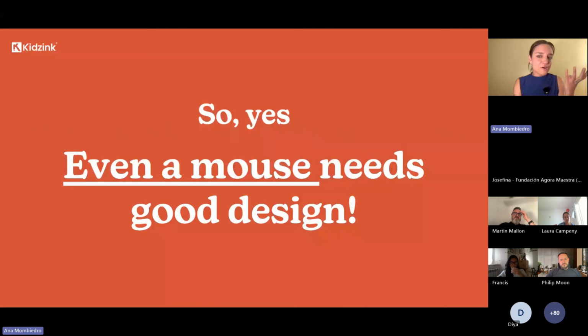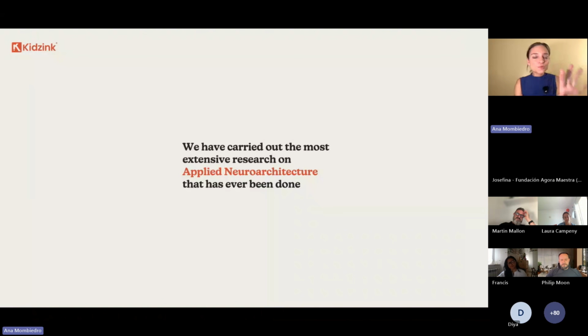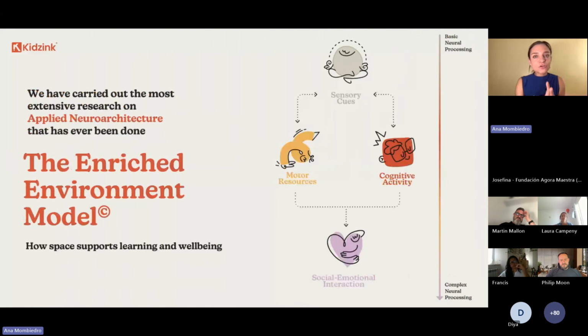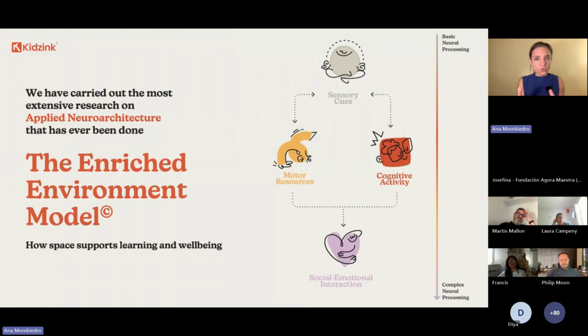Because even a mouse needs good design. So what did we do? We carried out the most extensive research on applied neuroarchitecture that has ever been done. And we created what we're presenting to you today, which is the enriched environment model.